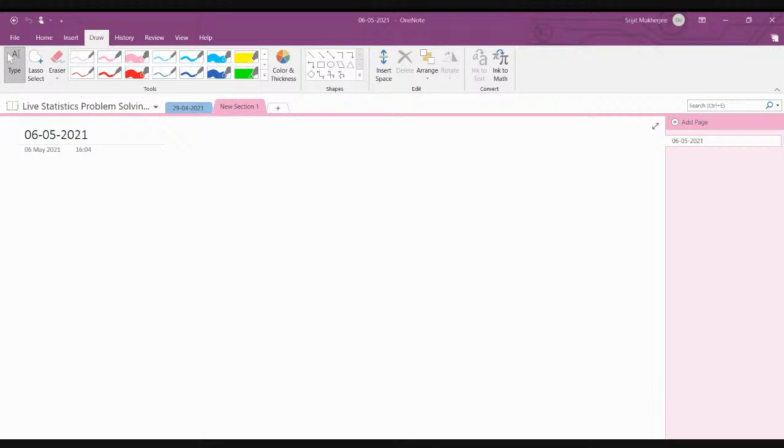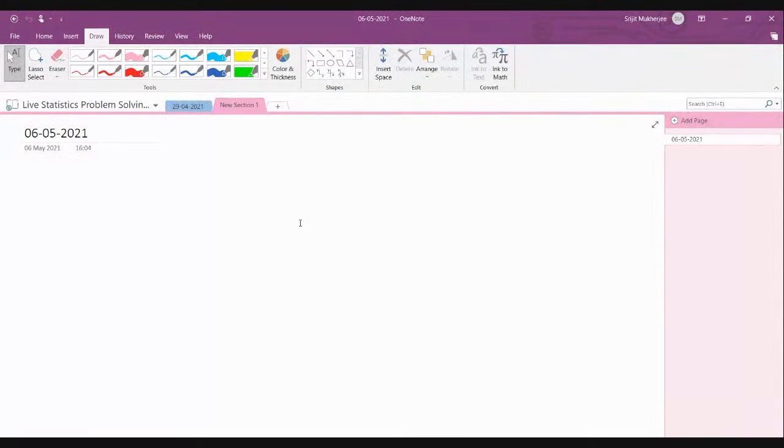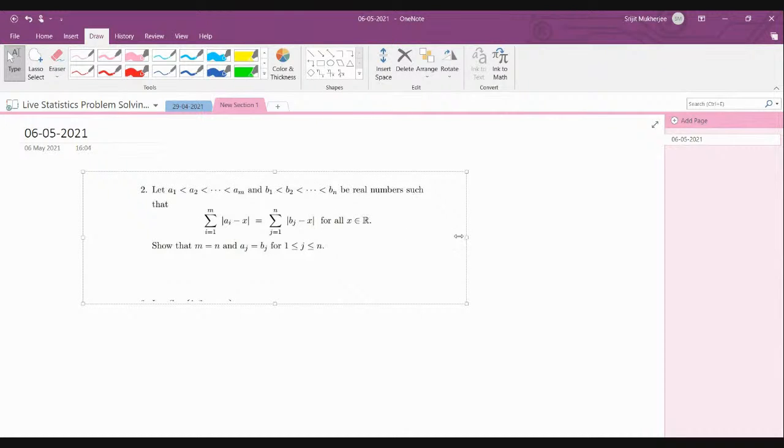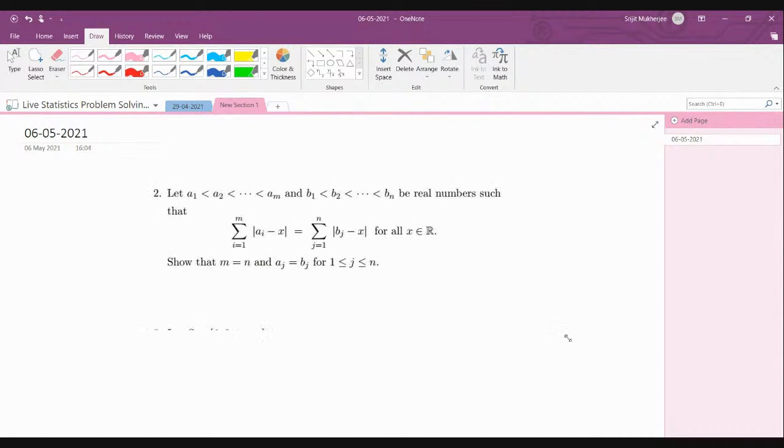So let me write down the problem over here. What is the problem? The problem is the following. I will do it in two different ways: one using real analysis, another using statistical ideas. This is the problem.